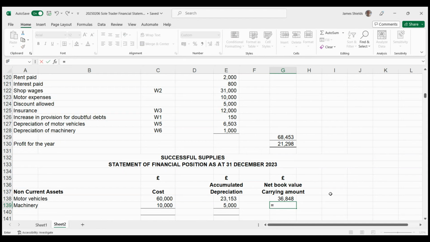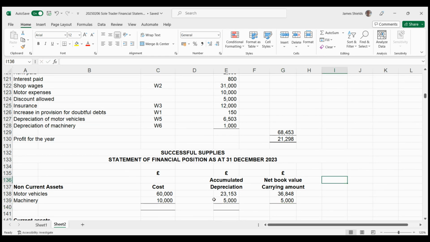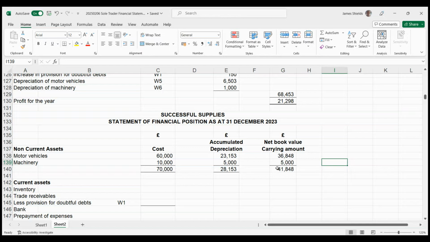£36,848. Likewise, machinery, the cost is £10,000. You take away the accumulated depreciation of £5,000, and that will give us £5,000 net book value or carrying amount. Now we want the totals of all of these 3 columns. So the cost will total £70,000. Accumulated depreciation totals £28,153, and the net book value or carrying amount will total 41,848. Now, you can check that figure because it should be the cost 70,000, take away the total accumulated depreciation of 28,153, and it does come to 41,848.